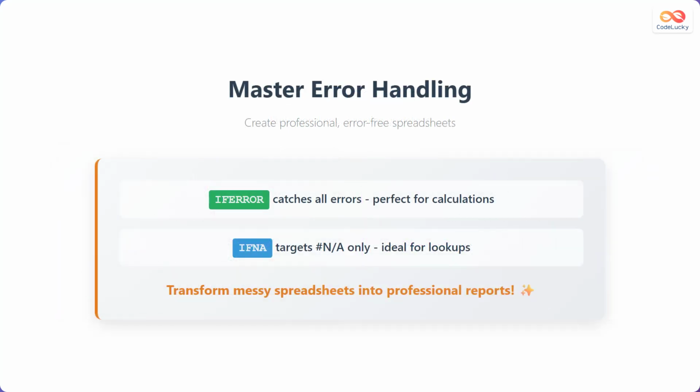Congratulations, you are now a master of error handling. Here's a quick recap. IFERROR catches all errors, which is perfect for calculations. IFNA targets #N/A only, making it ideal for lookups. With these tools, you can transform messy spreadsheets into professional reports.